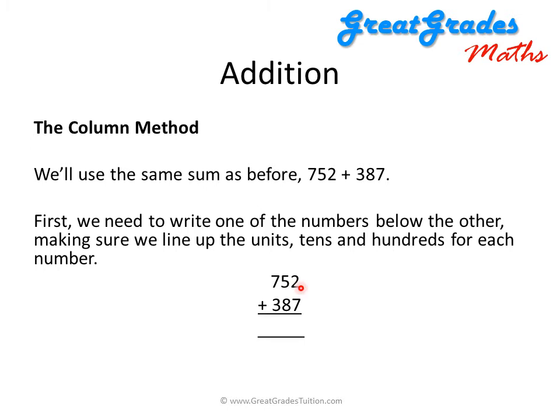First of all, the units: 2 plus 7 gives us 9. Then 5 plus 8 gives us 13. But notice we can't put 13 underneath the 5 and the 8 because there's only room for one number. So we put the 3 in there, and then the 10 we carry over to the next column. That's to remind us that we have to add it on to the next set of numbers. Now we add up the hundreds. 7 plus 3 gives us 10, plus 1 gives us 11. So our answer is 1,139.